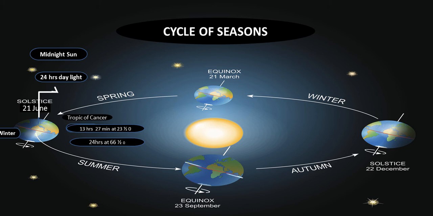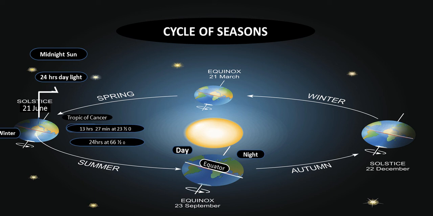On 23rd September, the vertical rays of the sun fall on the equator. The days and nights are equal. It is autumn in the northern hemisphere and spring in the southern hemisphere. On September 23rd, the duration of sunlight is 12 hours on all the places on the earth.